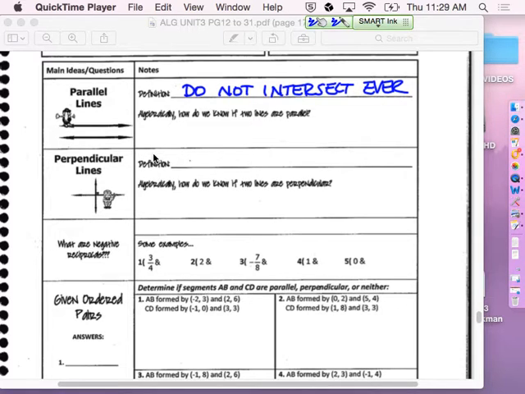Algebraically, you know lines are parallel if they have the same slope. So visually, you can see what's happening here. The lines will never intersect, and that would mean they have the same slope. Perpendicular lines intersect to form a right angle.